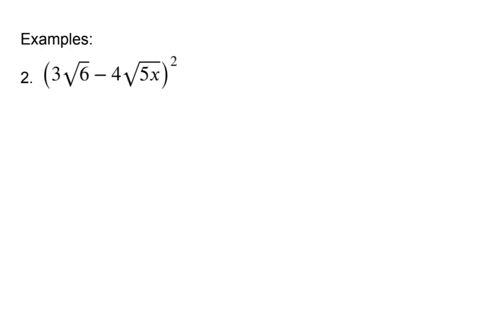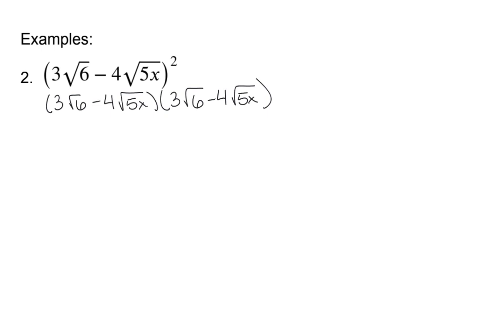Example 2 is a multiplication problem. Remember, squaring something means that thing times itself. So maybe it would help us to write this out. It means take all this stuff times itself. This is actually a FOIL problem, or you can use distributive properties, same thing.